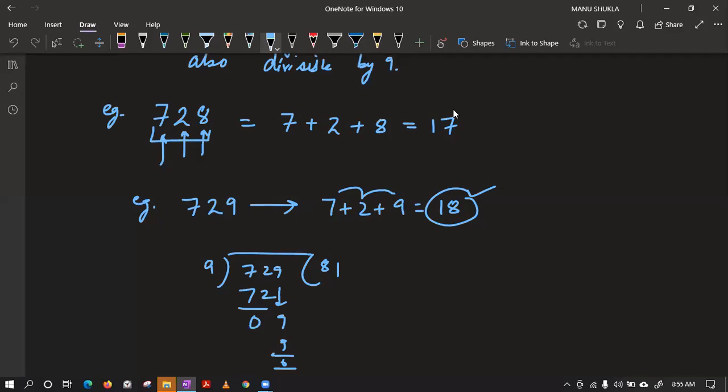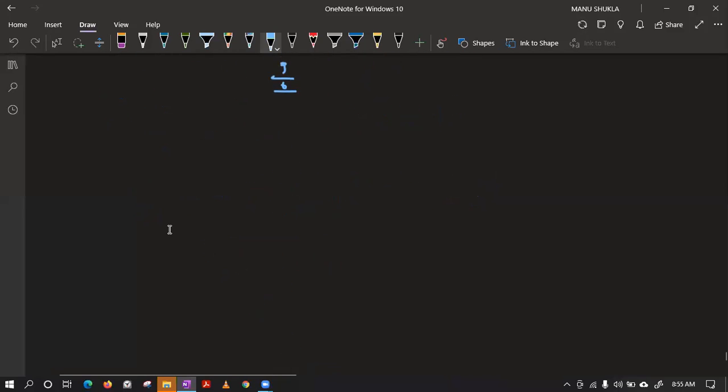Now the next rule, after we have done 2, 4, 8, we have done 3 and 9. Now the next rule is of, class, I think 6. Sorry, it is of 5 first. Divisibility rule of 5. The unit digit should be 5 or 0.